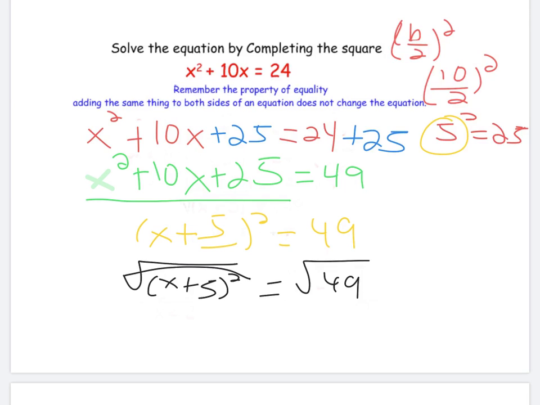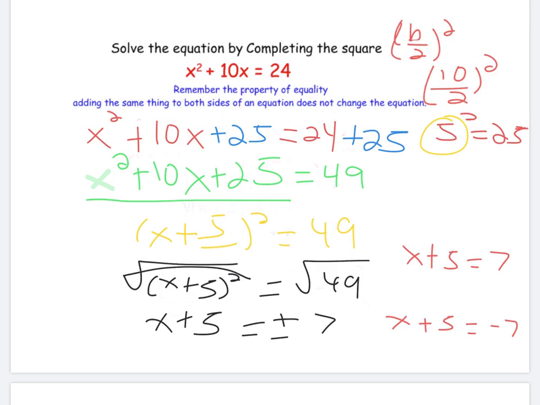The square root and the square, just like before, cancel each other out, so I'm left with x plus 5, and then the square root of 49 is plus or minus 7. So I can then take my equation and separate them. I could say that x plus 5 equals positive 7, and I could also say that x plus 5 equals negative 7.